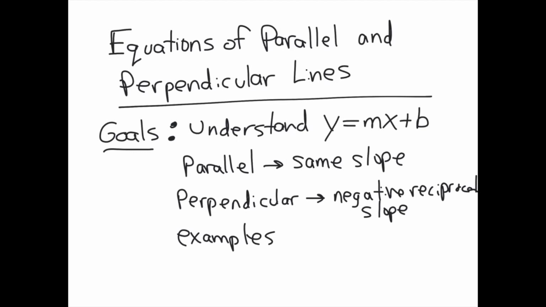So, here are my goals for this lesson. Number one, I would like to make sure you understand the equation y equals mx plus b, where m is the slope and b is the y-intercept. I want to remind you that parallel lines have the same slope, perpendicular lines have negative reciprocal slopes of each other, and then I'm going to look at some examples of building equations for lines that are parallel to a given line or lines that are perpendicular to a given line. So here we go.